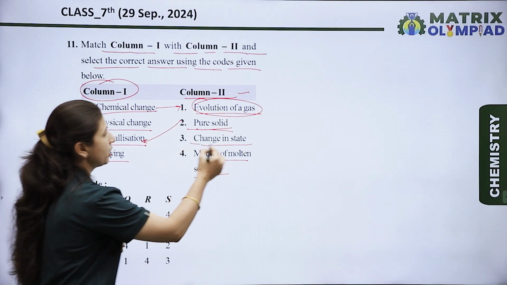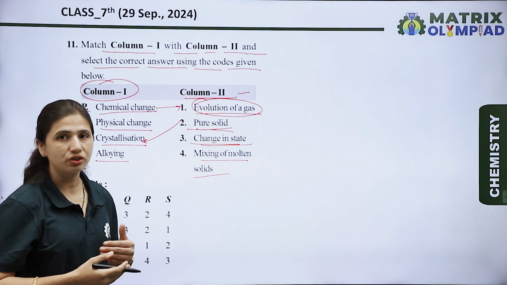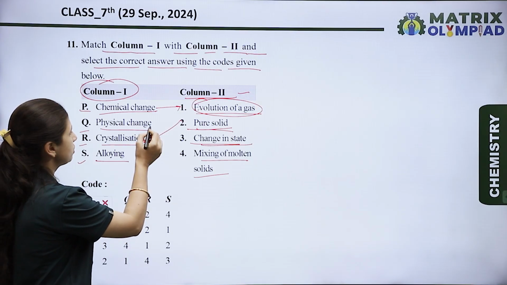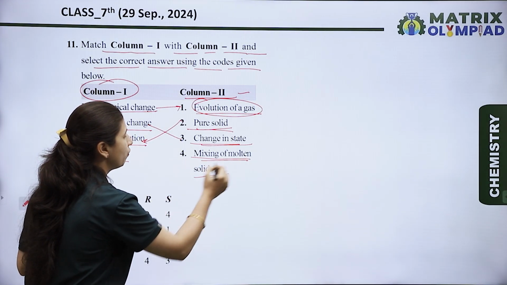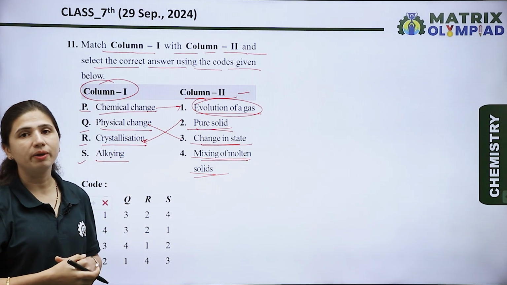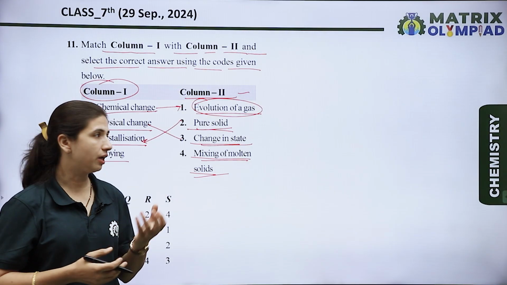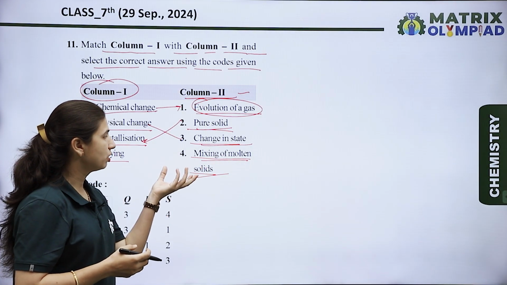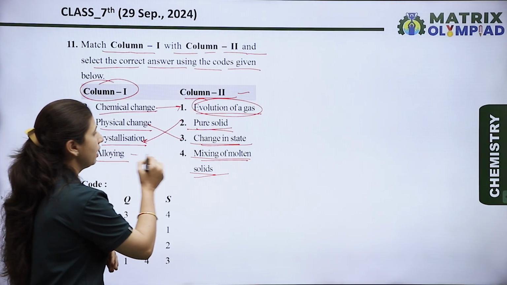Next, change in state. Basically, in a physical change there is a change in state, so change in state is a physical change. And last is the mixing of molten solids. Yes, basically we can form an alloy by mixing different metals, or metals and non-metals, and in that condition we mix the different solids in the molten form. So this process is known as alloying.